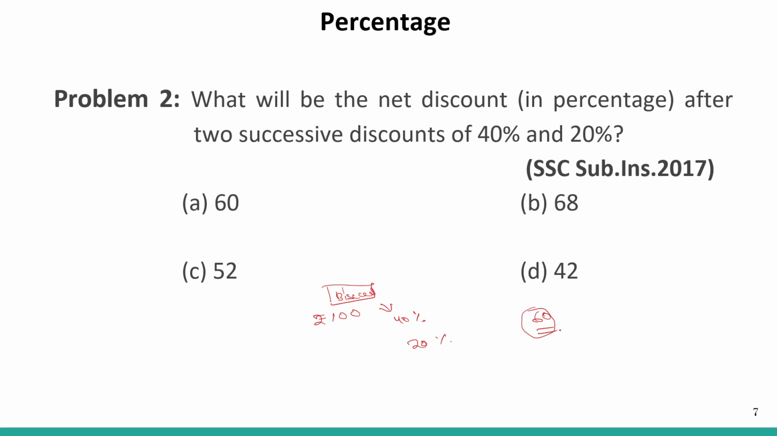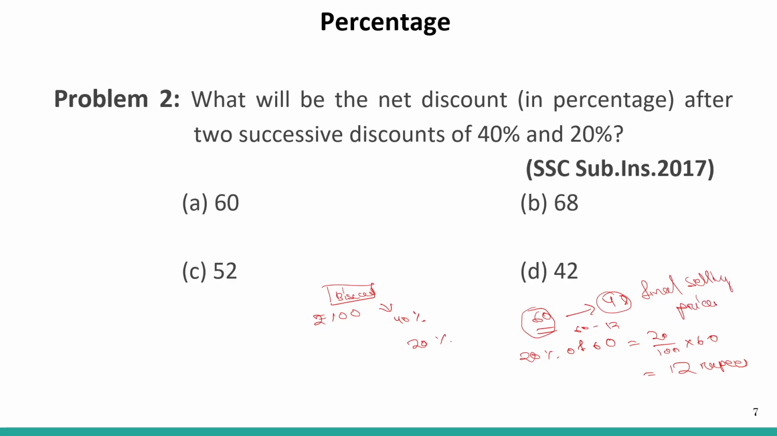Okay, so I have 60 rupees, and 20% of 60 rupees is equal to what? 20 by 100 into 60. That is nothing but 2 into 6, which is equal to 12 rupees. Then after giving the 20% discount, the next price will be 48, as 60 minus 12 is equal to 48. Okay, so 48 will be the final selling price.